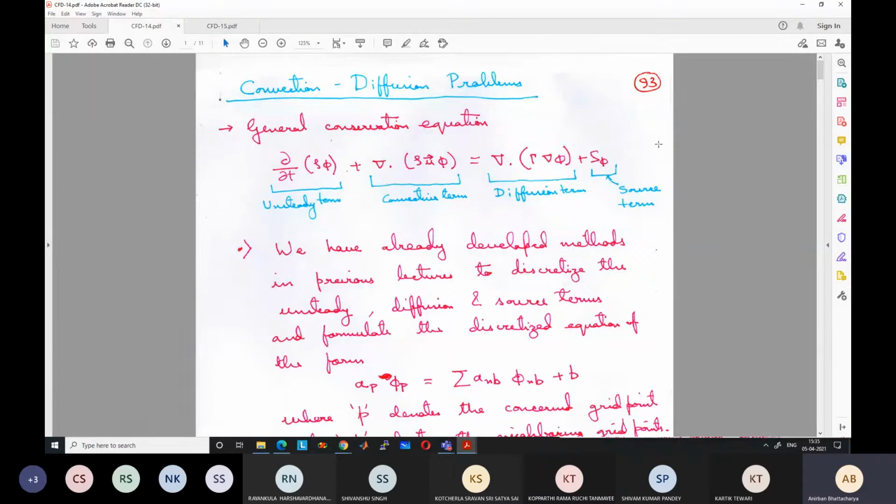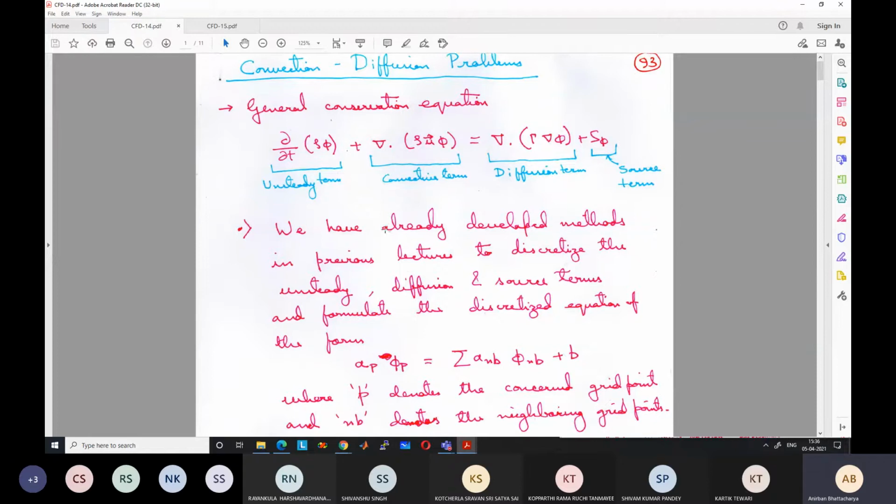So we have started discussing convection diffusion problems, or in particular, we had started discussing how to discretize the convection diffusion problem using finite volume method. Okay, and let me quickly revise last day's discussion so that we can continue from there on.